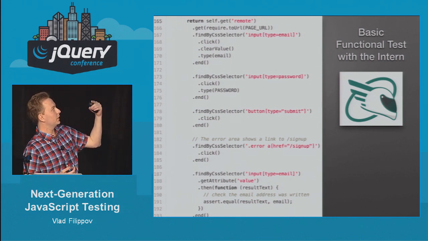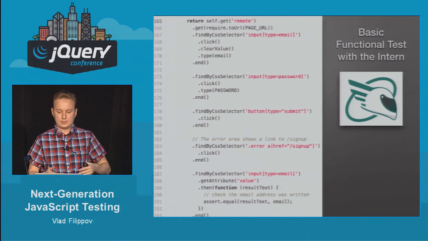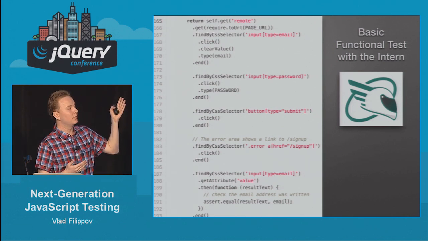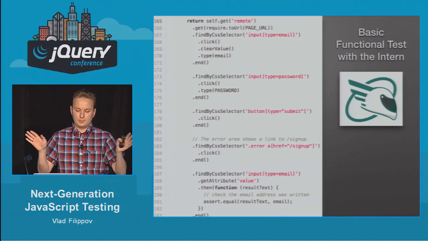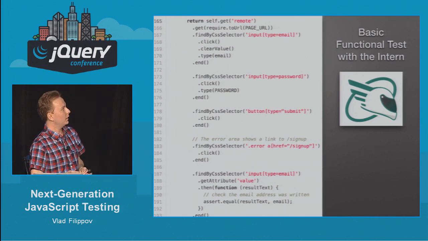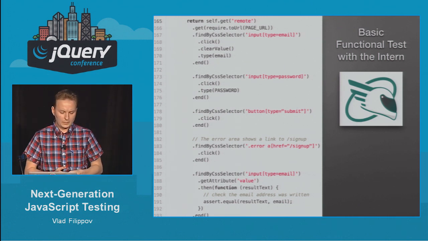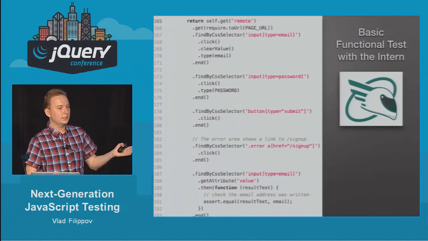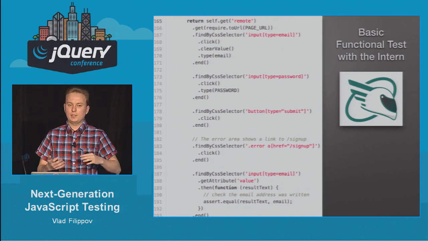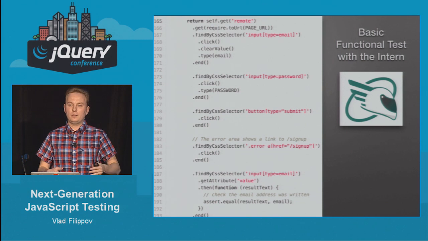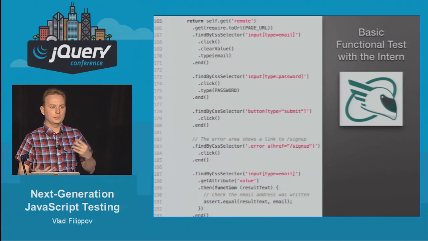Now we can proceed to type in the password, and in just the same way, we can say find by CSS selector, input type password, click on the input, type in the password, and we call end. Then we can find the submit button, click on it, and that will submit our form. Now you'll notice here I'm using find by CSS selector. I prefer that one because I love CSS selectors. But you can also use find by XPath, find by ID, and there are several other ways you can look for things on the page.